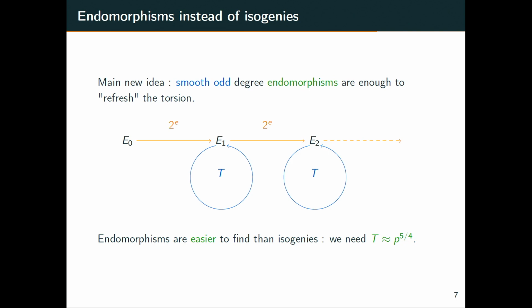There are several technical details behind that and why it works, but I invite you to go read the paper if you want to see how this works, but it can be done. And the nice thing is that endomorphisms are actually easier to find than isogenies. And so I got a relaxation of my constraint on T. For this new method to work efficiently, I only need T to be roughly equal to P to the 5 divided by 4. So this is already a gain, and in practice, it will allow us to find a nicer prime.